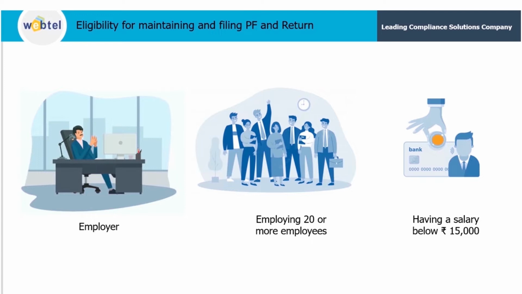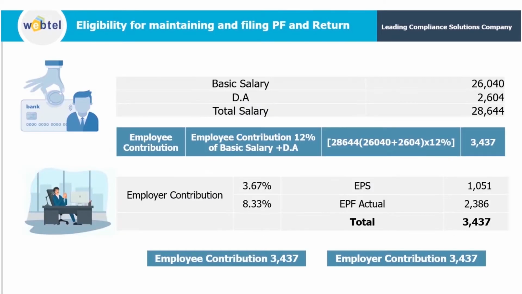But if the employee has a salary of more than 15,000, it is voluntary whether he or she wants to get their PF deducted. It is not mandatory for the organization to deduct PF for employees having salary more than 15,000.